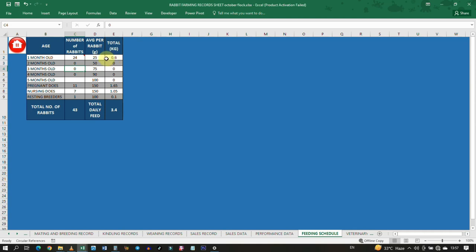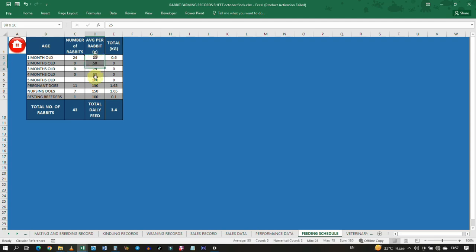The feeding schedule is an average per rabbit. I've been able to calculate this from my experience. This is what I normally give them. They can't normally eat more than this, and usually it's 5 to 10% of their body weight.